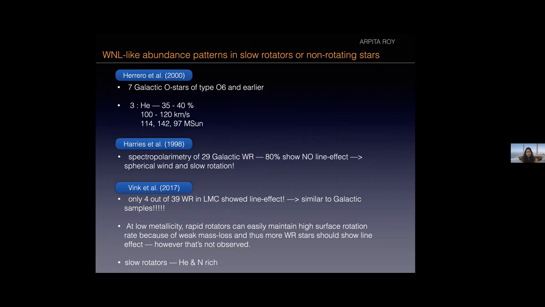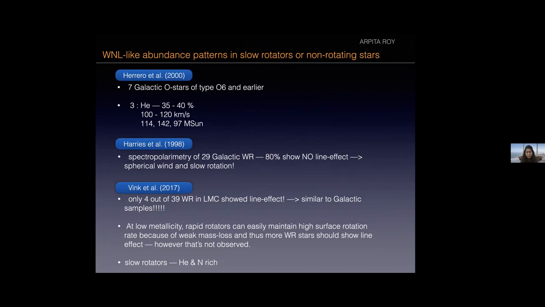Now the best way to measure their rotation rate would be spectropolarimetry. You see these emission lines have less scattering compared to the continuum, and you see this difference in their polarization states. That is what is actually known as the line effect. And if they are really rotating, then you should see a lot of these stars showing the line effect.